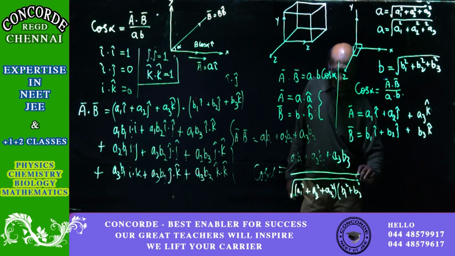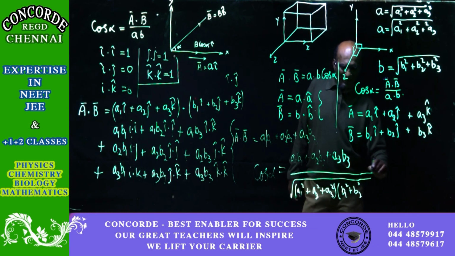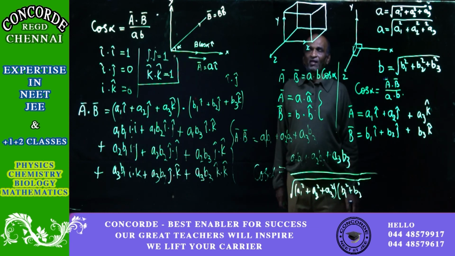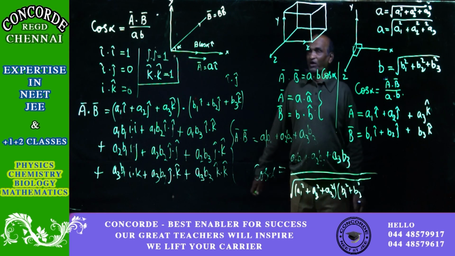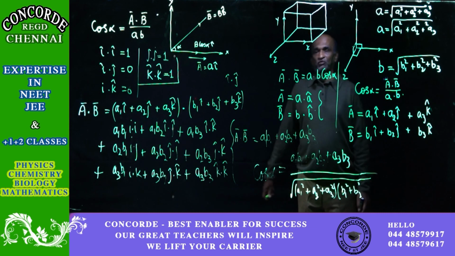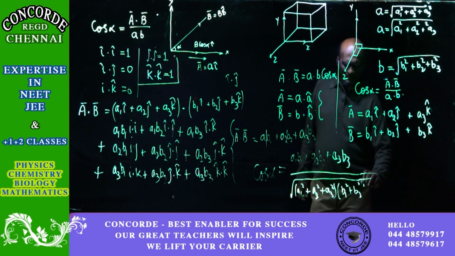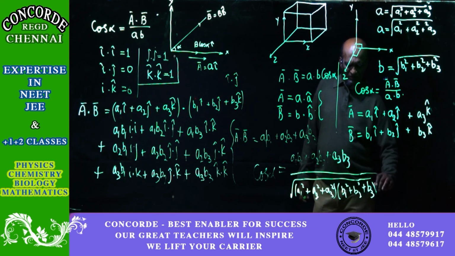And don't think that by looking at the formula, oh, vectors very tough. Nothing like that. When numbers are given, in the very first step itself, we will be able to find out what is cos alpha, sin alpha, and so on. So, plus B3 square, all within the square root symbol.